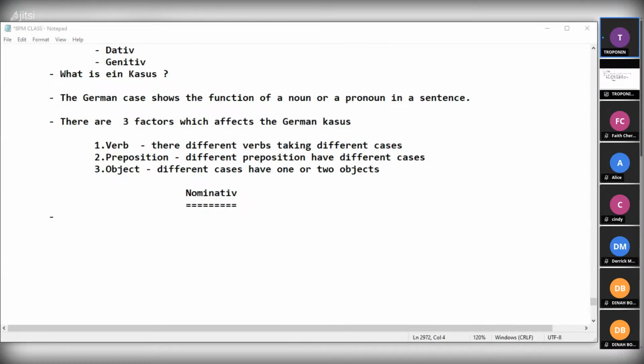So nominative is the original form of a noun or a pronoun.